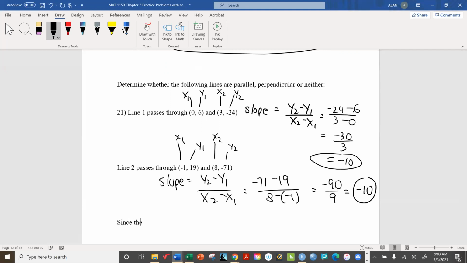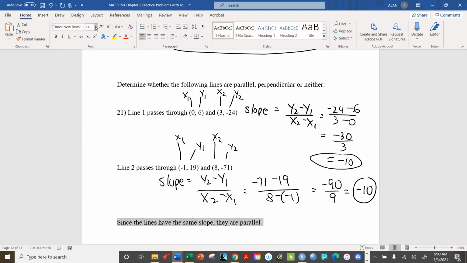So since the lines have the same slope, they are parallel. All right. Very nice. And that's all you need to worry about. We could figure out the intercepts. We just don't need them for this problem.